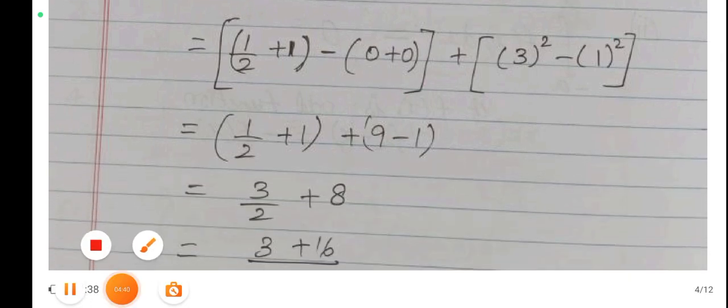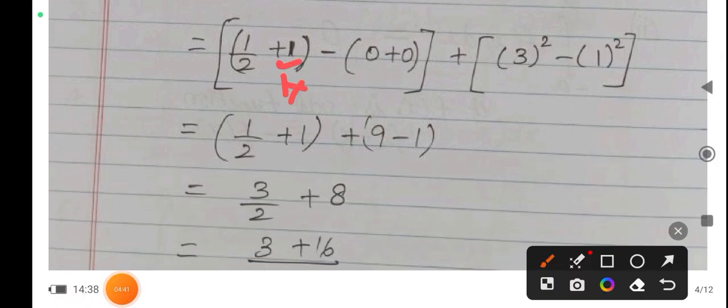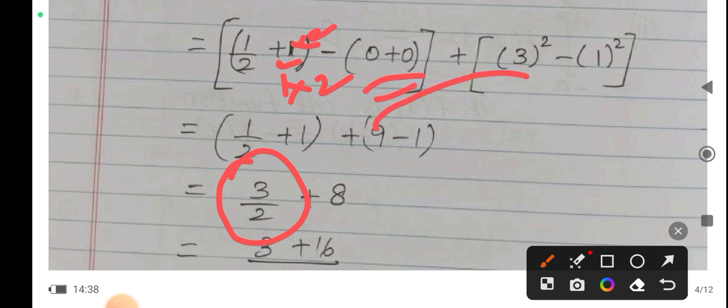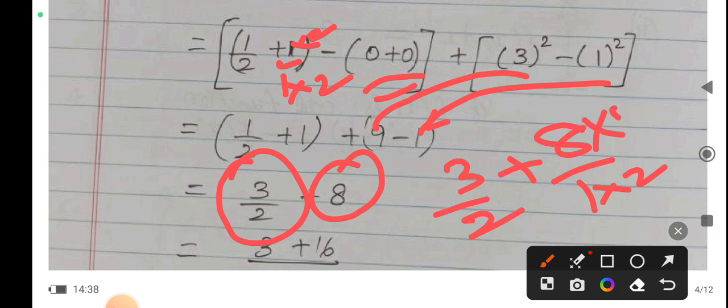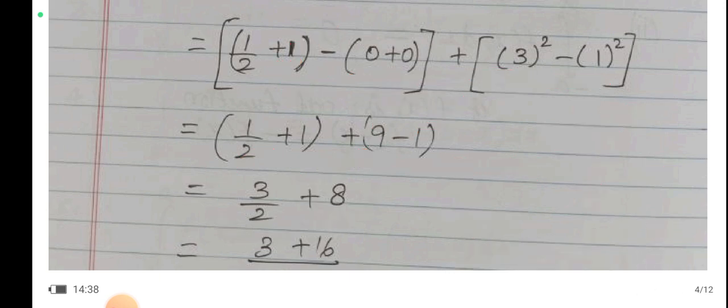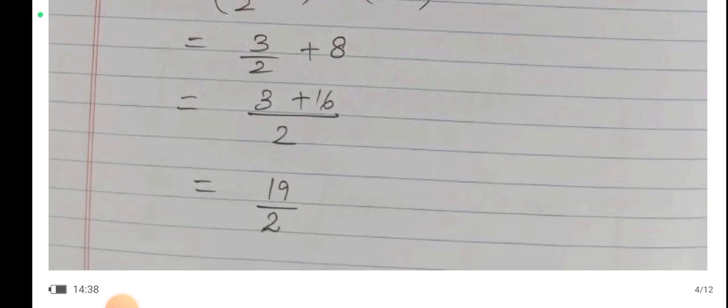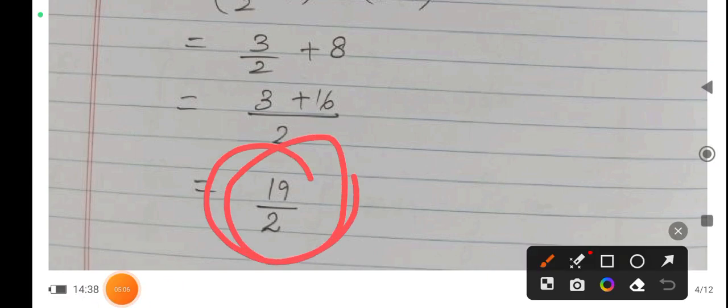So 1 by 2 plus 1, if you take LCM: 1 2s are 2, plus 1 is 3. So 3 by 2. Then it will become 0 here. So 3 square is 9, 9 minus 1 is 8. So 3 by 2 plus 8. Take LCM 16, plus 3 by 2. What is 16 plus 3? 19 by 2.